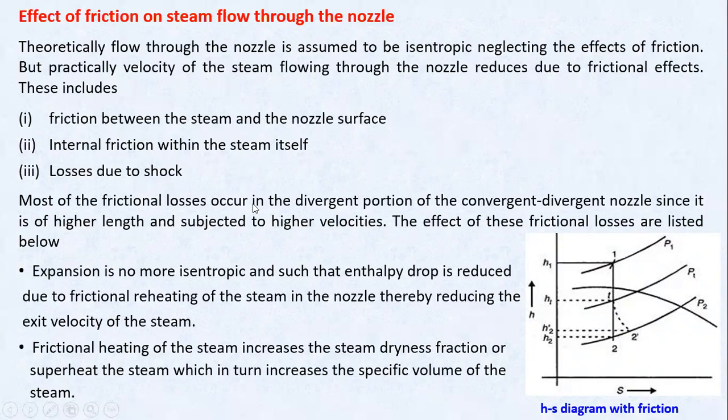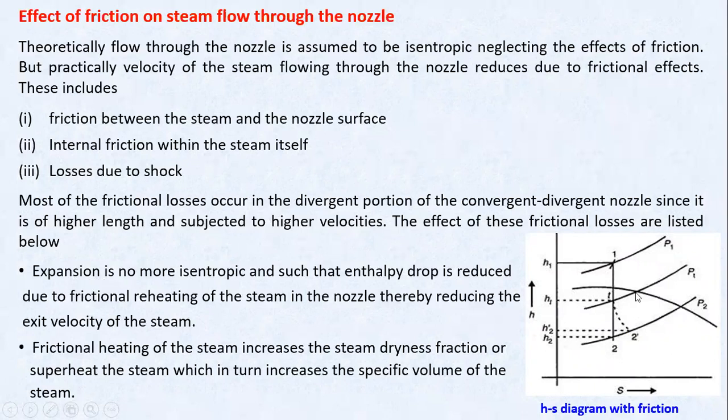Most of these frictional losses occur in the divergent portion, because the divergent length is quite large compared to the length of the convergent nozzle, and hence it is subjected to more frictional losses. Also, the divergent portion is subjected to higher velocities. The effects of friction are listed below. First, expansion is no more isentropic. So let us see the HS diagram here.